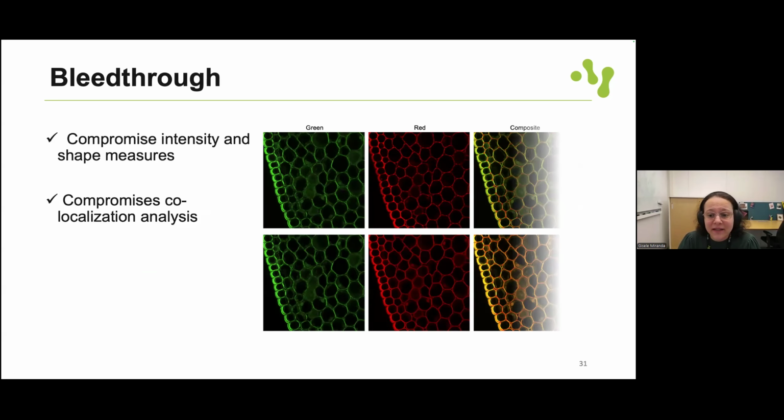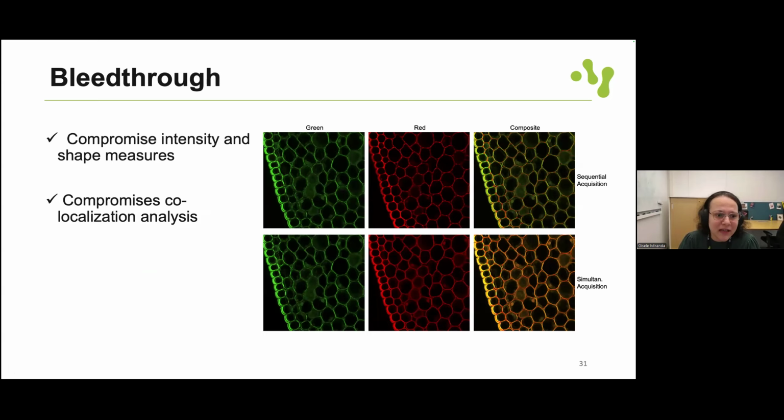Bleed-through cannot be corrected with image analysis as well. So bleed-through happens usually when you have simultaneous acquisition. So we have the bleed-through situations, the same sample, but in the second row, we have the simultaneous acquisition, and in the first one, a sequential acquisition. So it's this crosstalk between fluorophores, and this can compromise intensity, shape measurements, and even colocalization analysis. So when you want to analyze if the proteins are being expressed in the same region of the image.